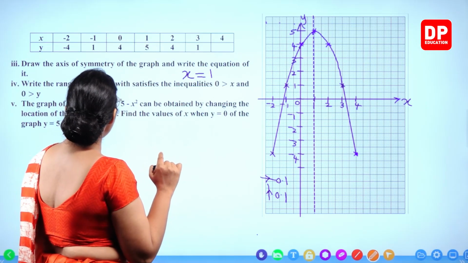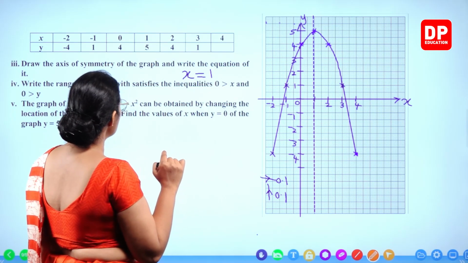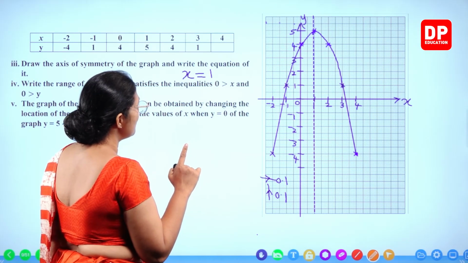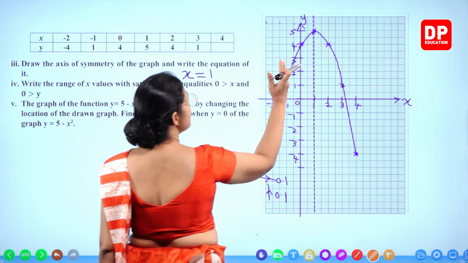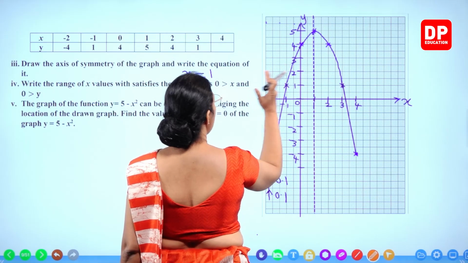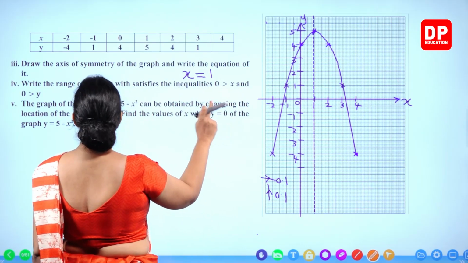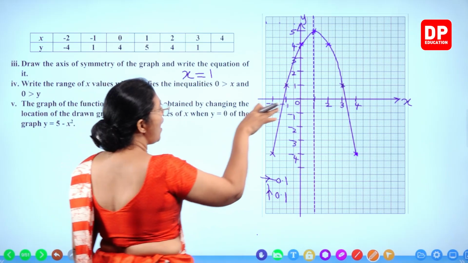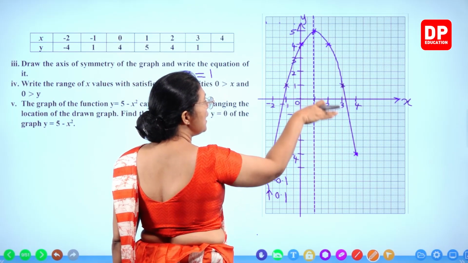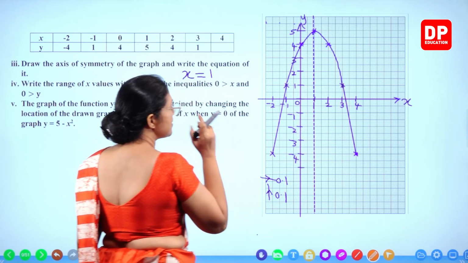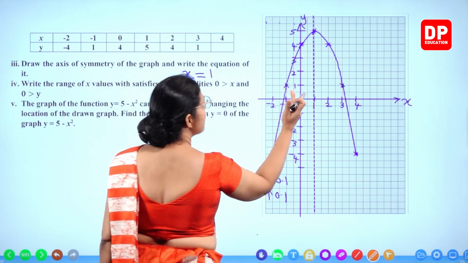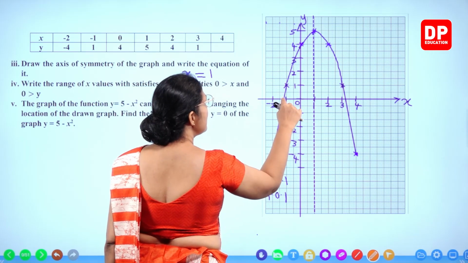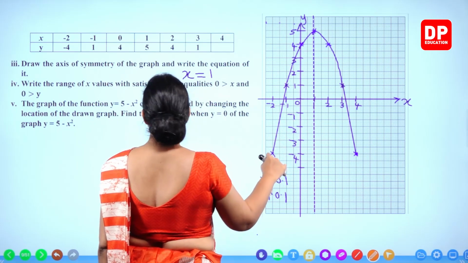Then write the range of x values which satisfies the inequality. x less than 0 means the left hand side, and y less than 0 means below the x-axis. So x less than 0 and y less than 0 means this part of the graph, from here to here.